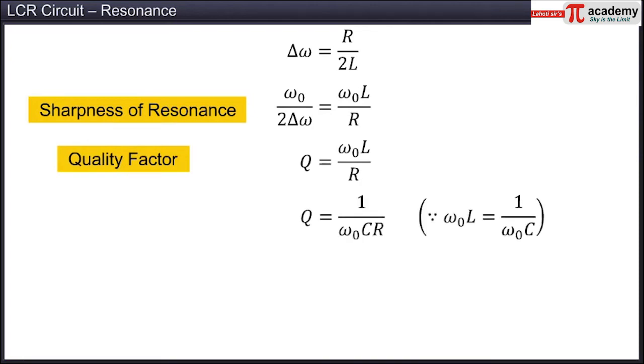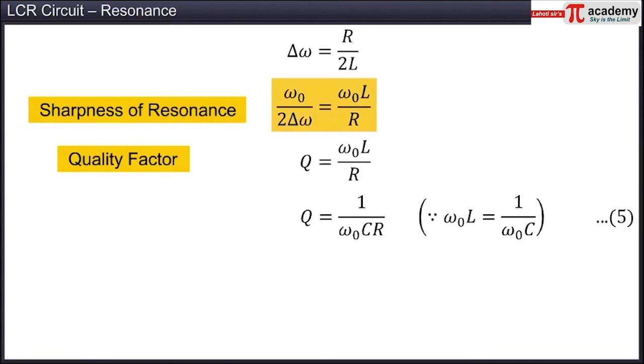Since omega naught L is equal to 1 by omega naught C for resonance, we can also write equation 4 as Q is equal to 1 by omega naught C R. Let this be equation 5.